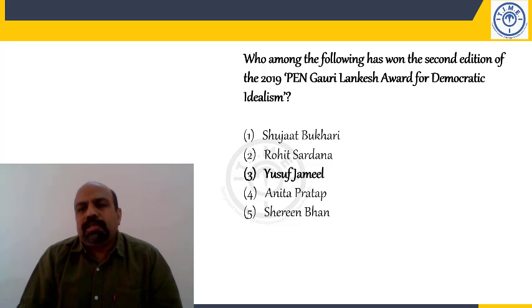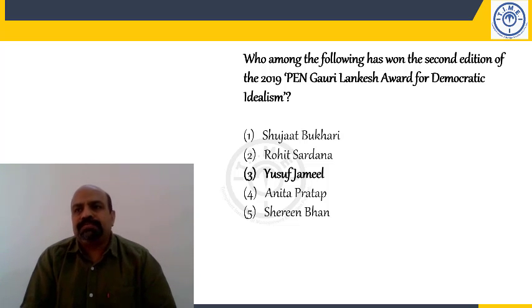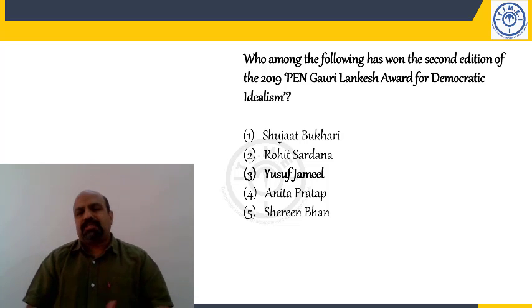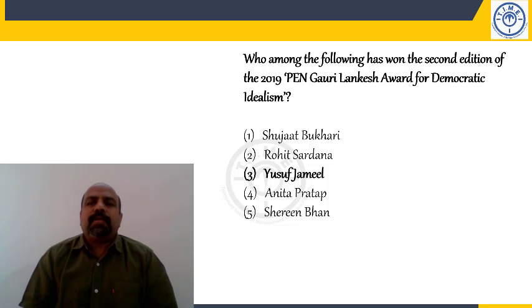Who among the following has won the second edition of the 2019 PEN Gauri Lankesh Award for Democratic Idealism? Yusuf Jamil. Will not discuss this. Gauri Lankesh was a journalist in Karnataka who was shot dead. The case is underway, so we will not jump to conclusions. There are critics either way. We will not get into that business.